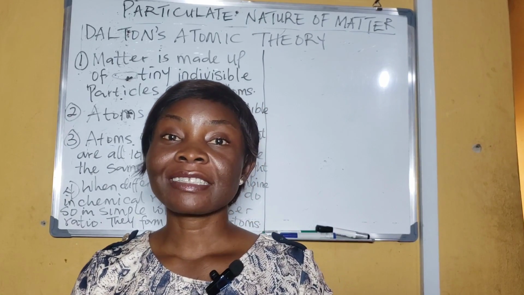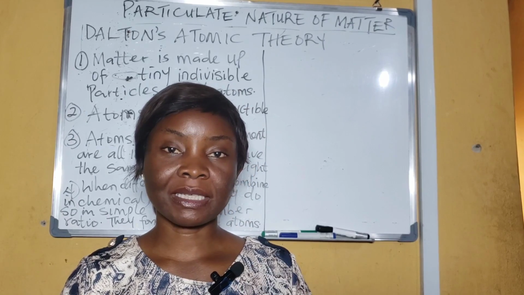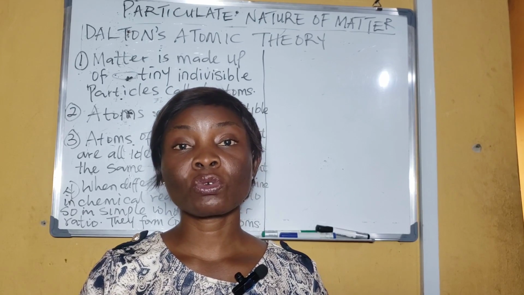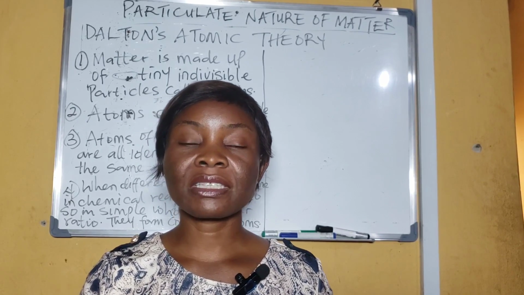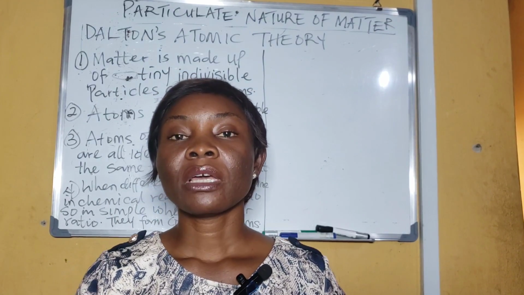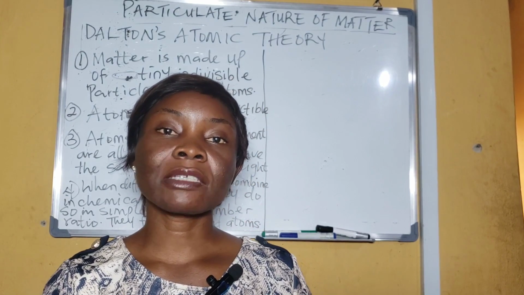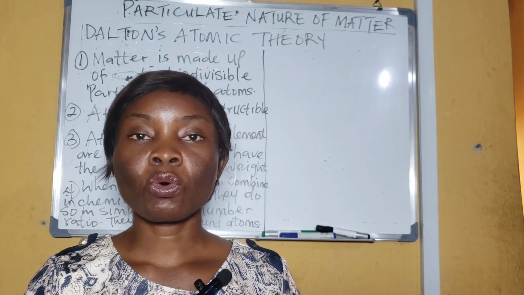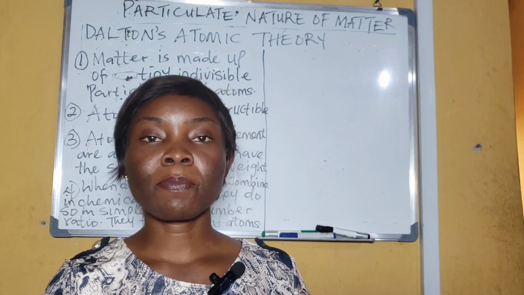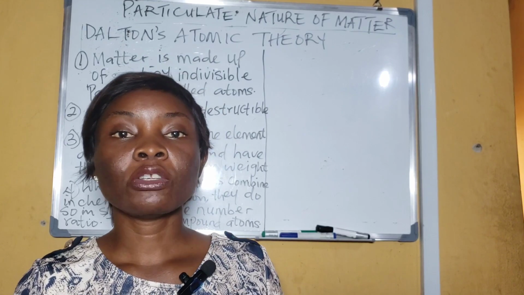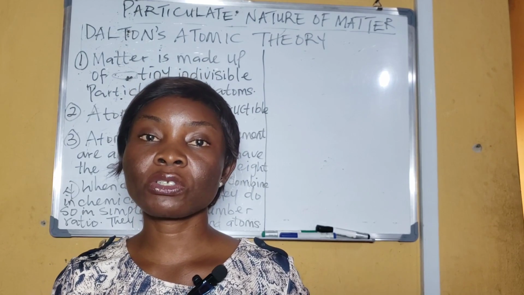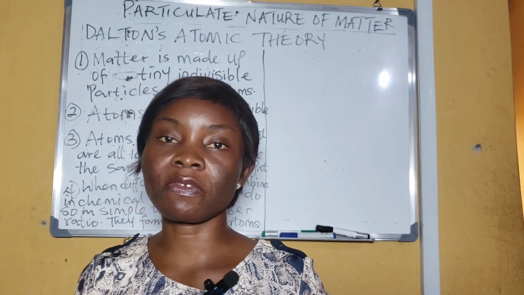Today we shall be looking at the particulate nature of matter. So basically we are trying to look at the theory that supports the existence of the various particles that we have in an atom. And already we know that matter is made up of atoms. In the previous lesson we were able to look at the different subatomic particles such as proton, neutron and electron, and their various charges and their locations in the nucleus and shells of an atom.